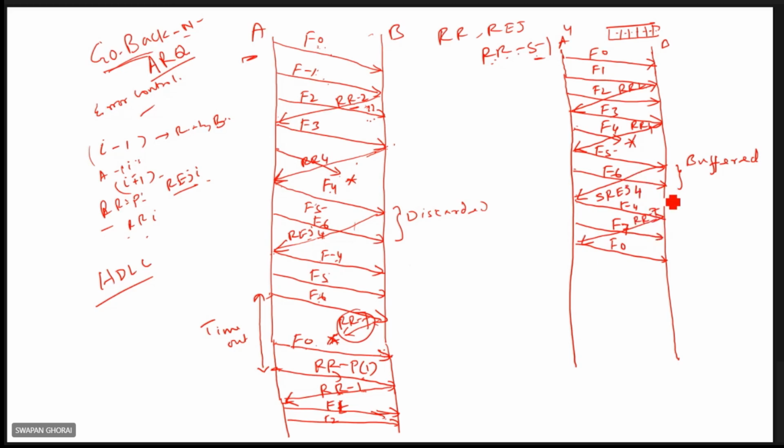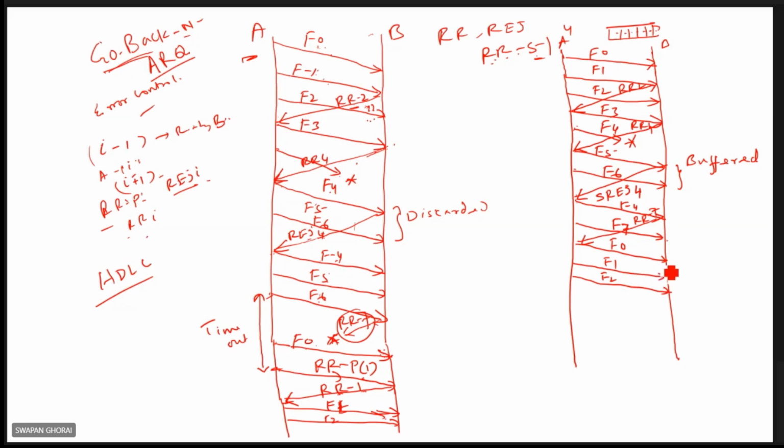It has received, ready to receive frame number 7. By this time it has already transmitted F7. So again, you transmit 0, 1, 2, 0, 1, 2, like these things.